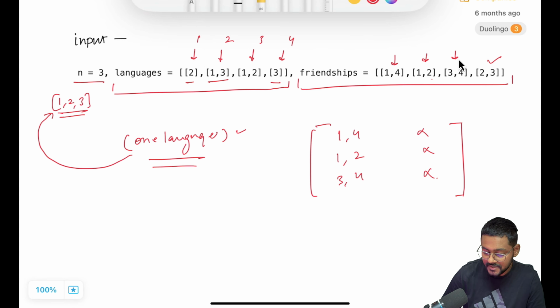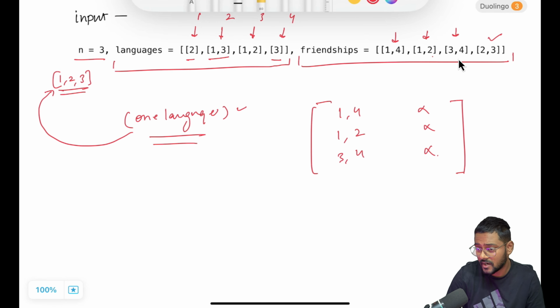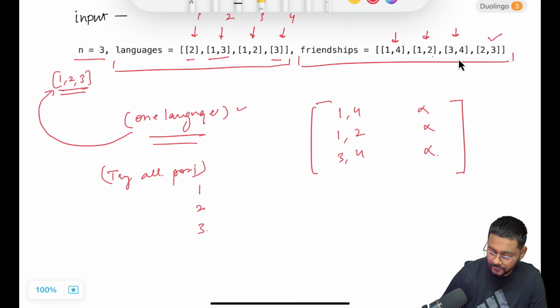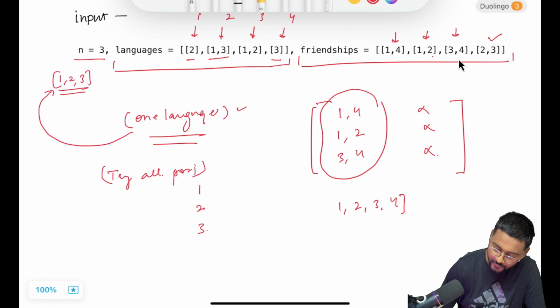people. And what is our responsibility? Choose one language. Okay, if they are asking me to choose one language, and if I choose every single language one by one, that's kind of a brute force what I'm going to do. So I'm going to try all possibilities. First possibility is 1, second possibility is 2, third possibility is 3. And we have to teach that single language to these people. So what are those people? Let's say these people are 1, 2, 3 and 4.